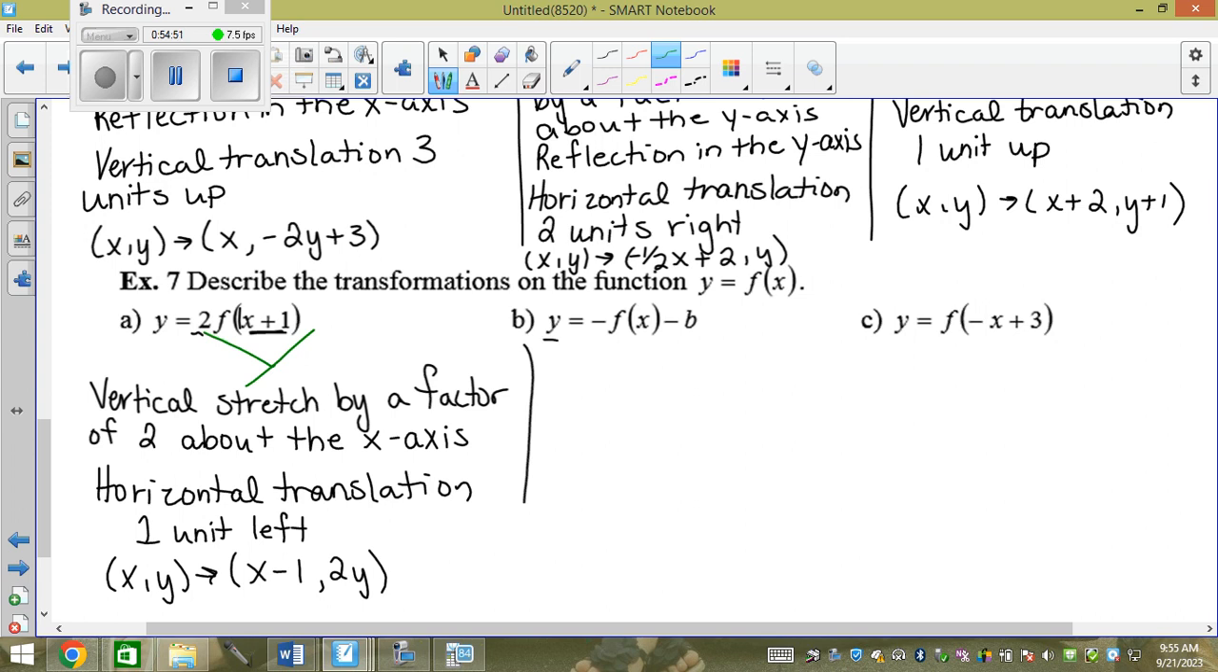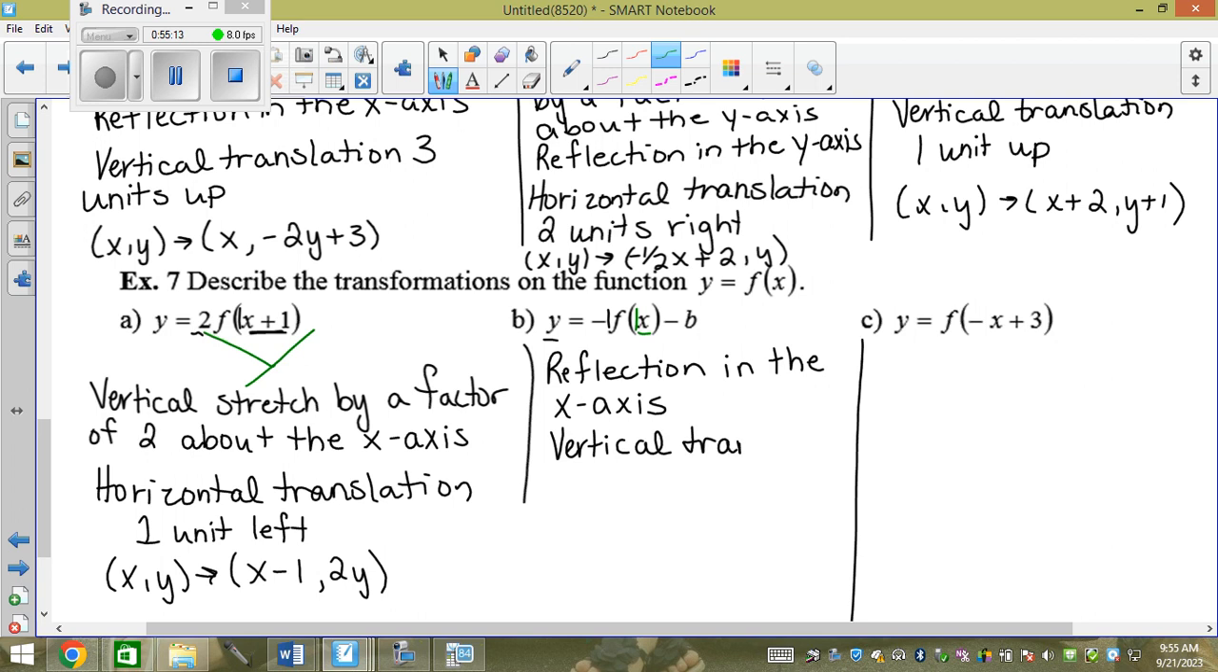This one, it's in y equals, and I have a 1 in front of my x. Cool, I actually have nothing with my x, so these are all vertical things. I have no stretch because it's just a -1, so I have a reflection in the what? If it's with the y, it's a reflection in the x-axis, always the opposite, and a vertical translation b units down. My mapping is x, y becomes x, -1y minus b.